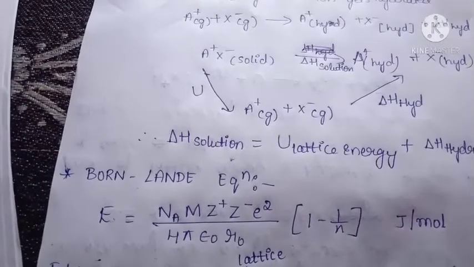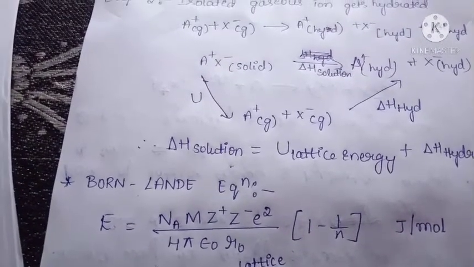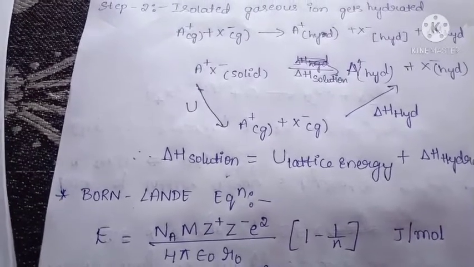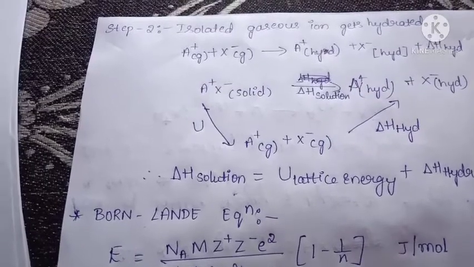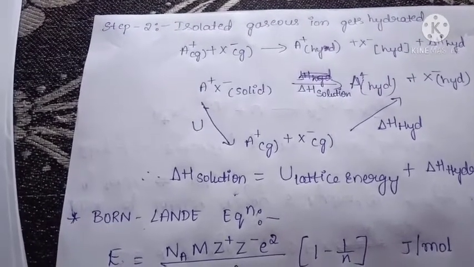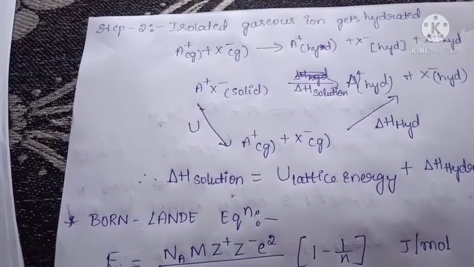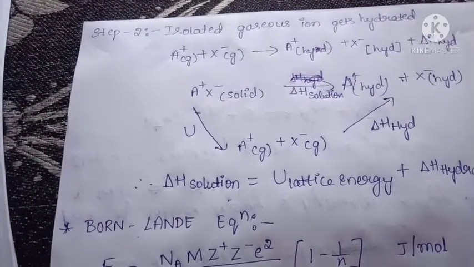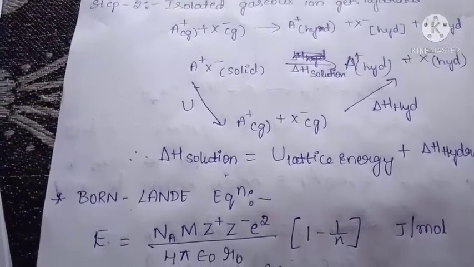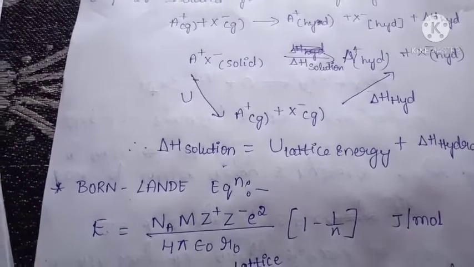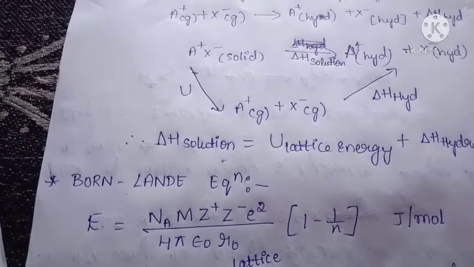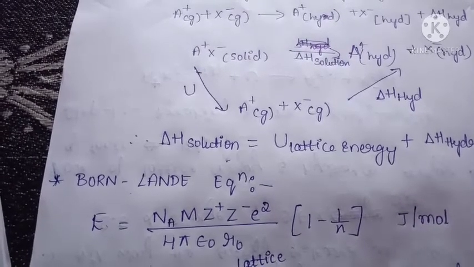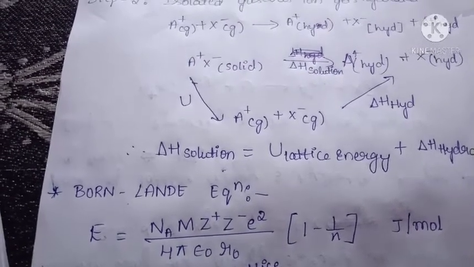That is the charge number. How many electrons are donated? Z plus is for the cation, how many electrons are donated, and Z minus is the charge number of the anion, how many electrons are accepted. Okay, e is the elementary charge. The elementary charge has a constant value, 1.6022 into 10 to the power of -19 coulomb.